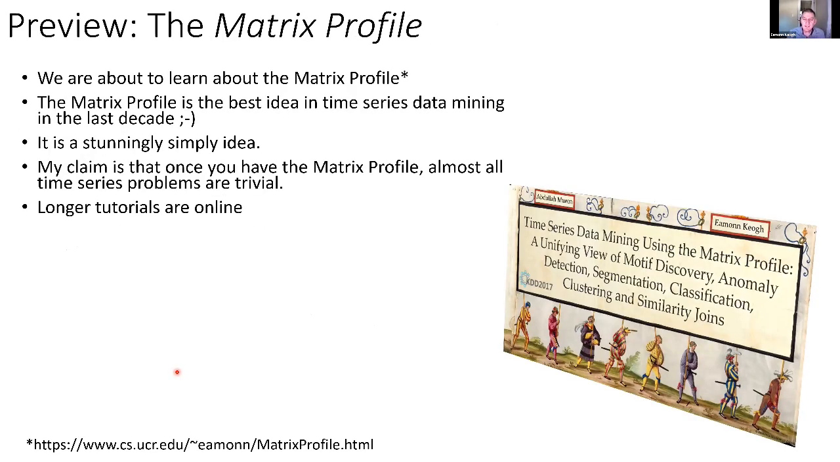Okay, we're now going to see a more general tool that sounds similar, but is a little bit different, called the matrix profile. And I'm going to modestly claim the matrix profile is the best idea in data mining in the last decade. It's a very simple, almost trivial idea, but my claim actually is, once you compute the matrix profile, then almost all problems you want to solve, classification, clustering, motif discovery, anomaly detection, rule discovery, and so on, become trivial. They're essentially solved for free. This is a very brief introduction to the matrix profile. If you want, there are longer tutorials online by myself and by other people too.